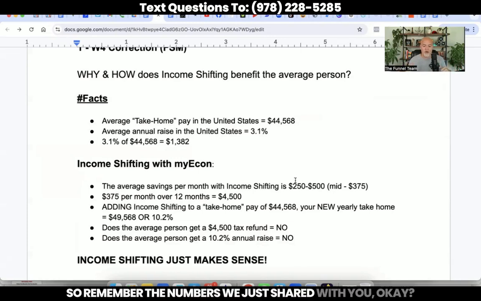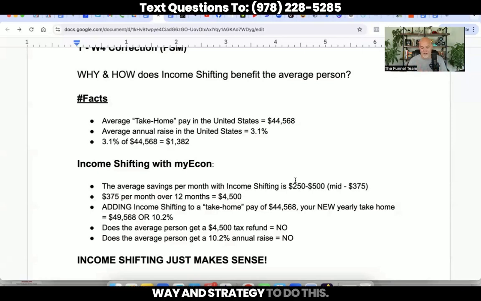So remember the numbers we just shared with you. You could get a 3% raise and get about $1,300 to $1,400, or you could give yourself on average a $4,500 raise. Who knows? It might even be a little more depending on your job or depending how you calculate things out. If you went from the average salary in the US, which is about 45 grand a year, you would be going up to about 50 grand a year. That would be almost a $5,000 raise that you could literally give yourself right now. And you do this legally, ethically, by the books, and they show you the correct way and strategy to do this.